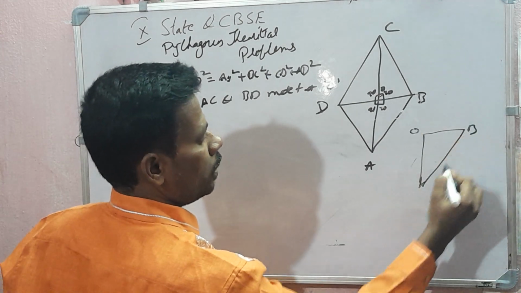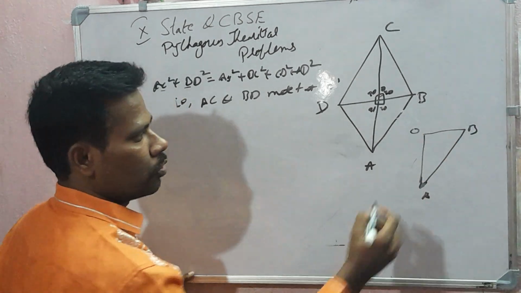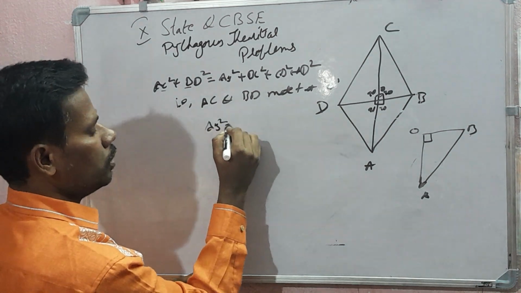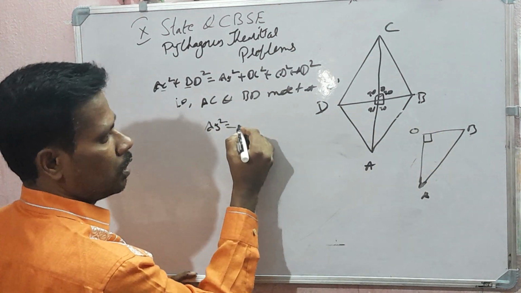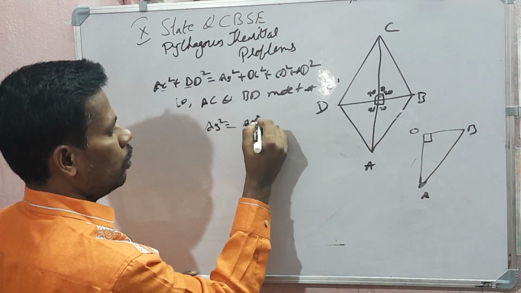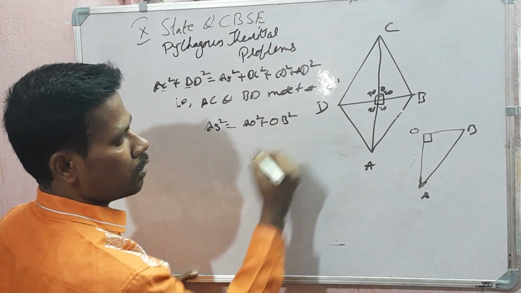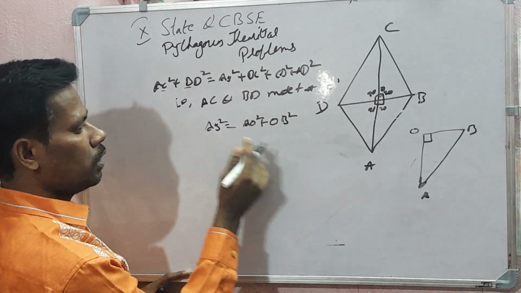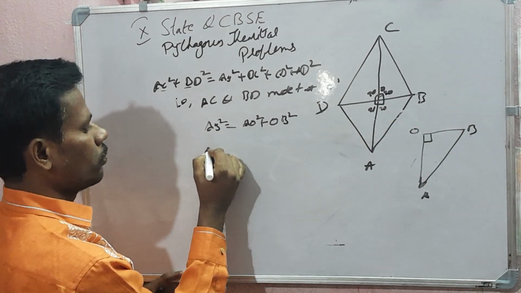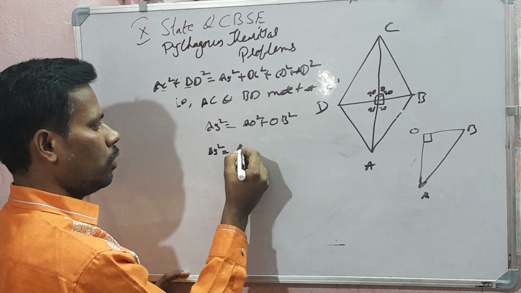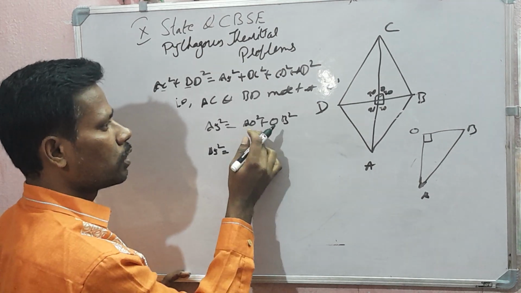Here OBA is 90 degrees. So just now we learned the square on the hypotenuse: AB square is equal to AO square plus OB square, right? Next, AB square is equal to AO square plus OB square. AO is nothing but what?